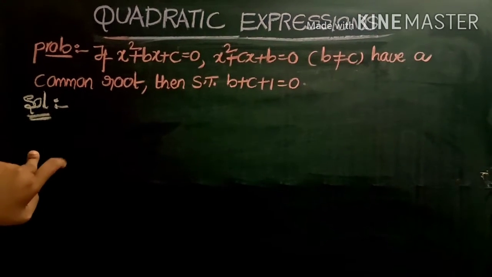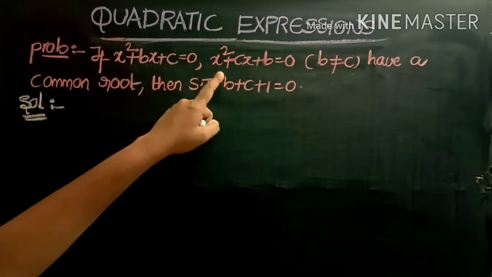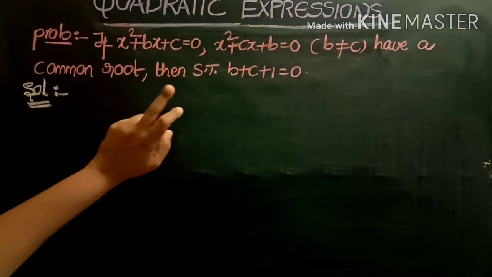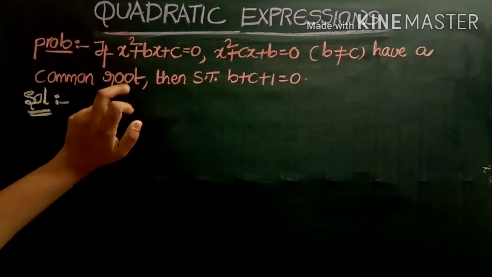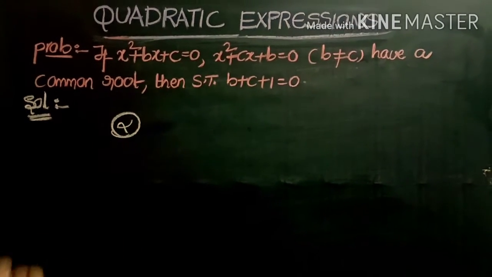Next problem. If x square plus bx plus c is equal to 0 and x square plus cx plus b is equal to 0, where b not equal to c, have a common root, then show that b plus c plus 1 is equal to 0. So given that the quadratic equations have a common root, first we take alpha as the common root of both of the equations.